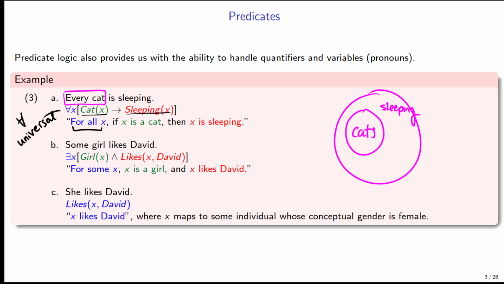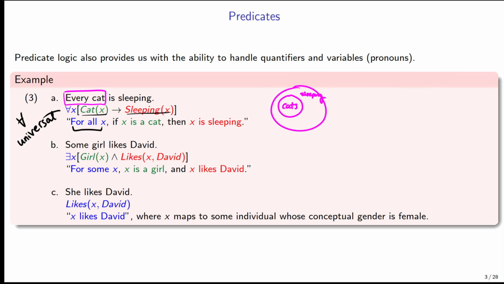If we have the sentence, some girl likes David, well, let me just shorten that diagram up. Every girl likes David, or sorry, let's just say some girl likes David. That is what we're going for. Okay, so there's a set of girls here. There is a set of people who like David, and some girl likes David means that there's some person in the intersection of these two.